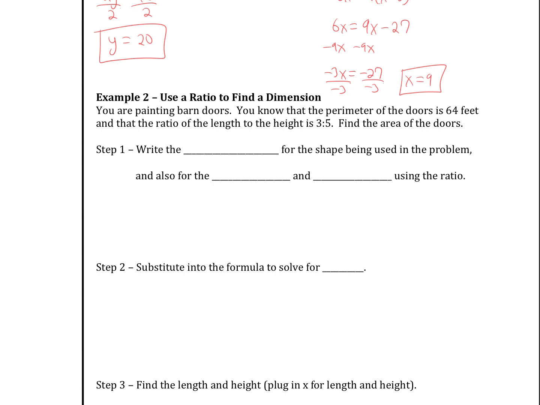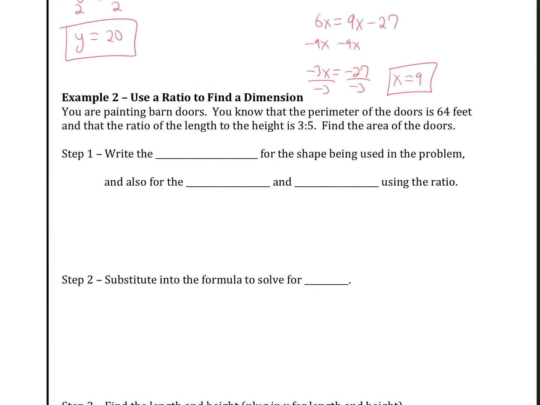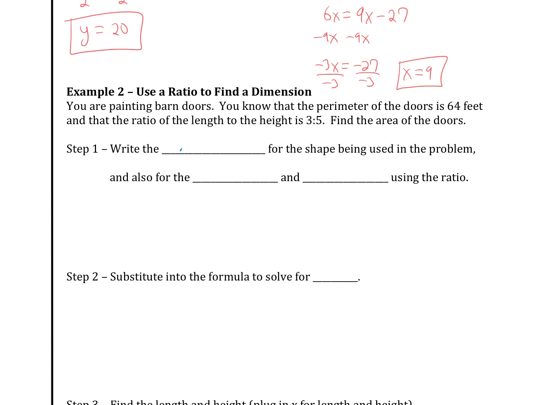Okay. So here's what we're going to do. We're going to write in the blanks here, write the formulas for the shape being used in the problem, and also for the length and the width. So we're talking about a rectangular thing here, right? What's the formula for the perimeter of a rectangle? Hopefully you remember it's 2 lengths plus 2 widths.